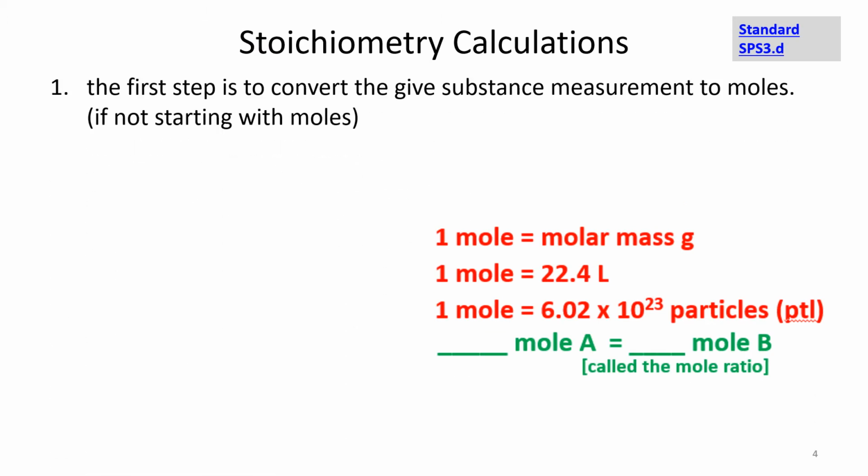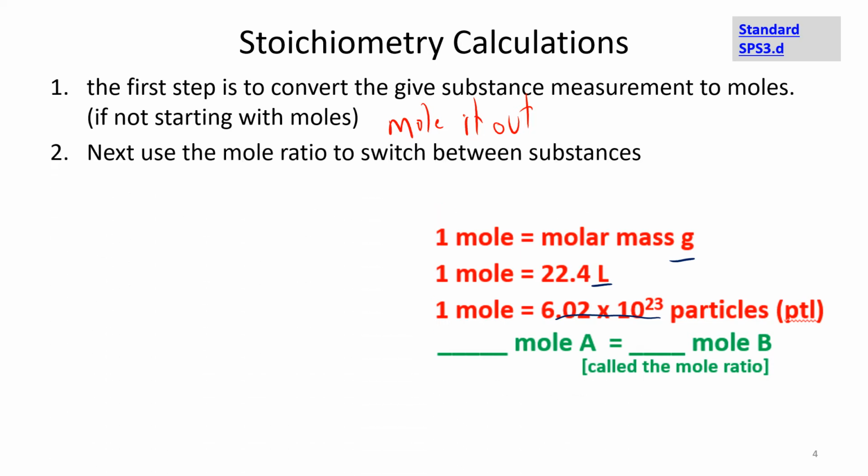So there are some general steps to doing stoichiometric conversions. If you're not given moles, the first step is always to get to moles. So when in doubt, mole it out. Whatever that starting unit is, you're going to turn it into moles. So if it's grams, you're going to use your molar mass. If it's liters, you're going to use the 22.4. And if it's any of my particles, you're going to use Avogadro's number.